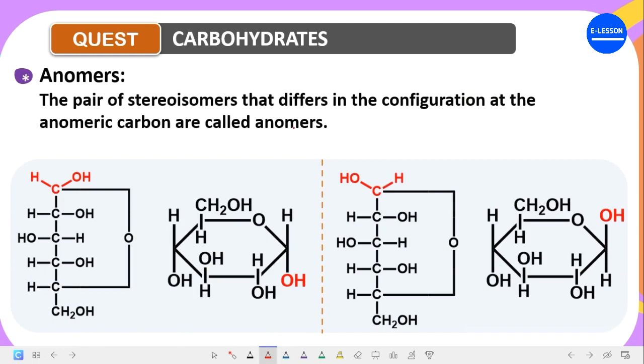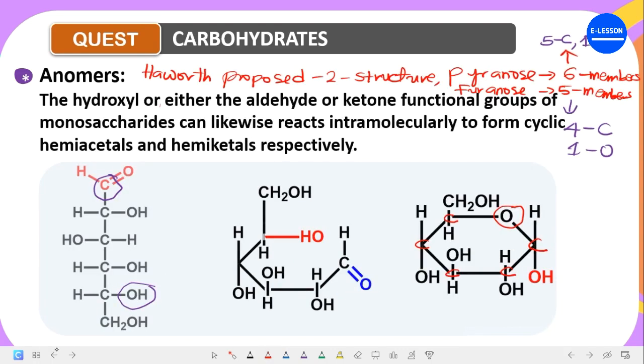The pair of stereoisomers that differ in the configuration at the anomeric carbons are called anomers. Now, the first question you need to ask yourself is, what is the anomeric carbon? In most cases, the anomeric carbon is usually the carbon with the predominant functional group. Now, look at this structure very well.